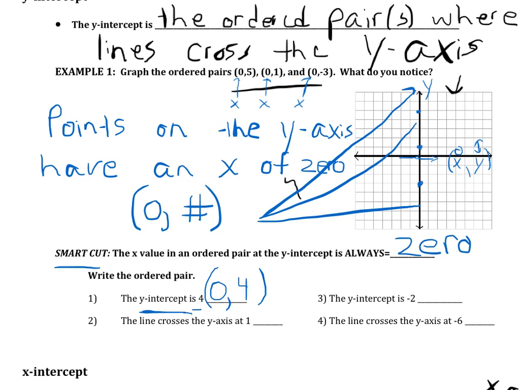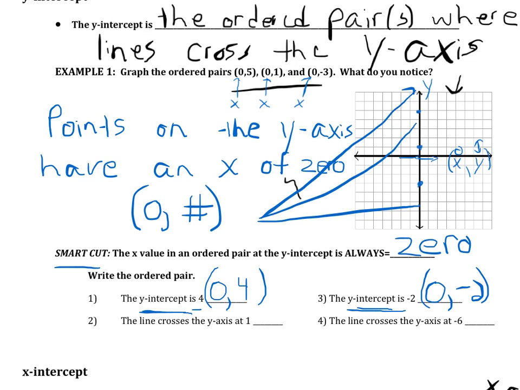Okay? What about this one? It says the y-intercept is -2. Well, what do I know about any point that's on the y-axis? And that's what the y-intercept is saying. It crosses the y-axis at -2. Any point on the y-axis, or the y-intercept, is going to have an x of 0. So 0, -2 would be this one.